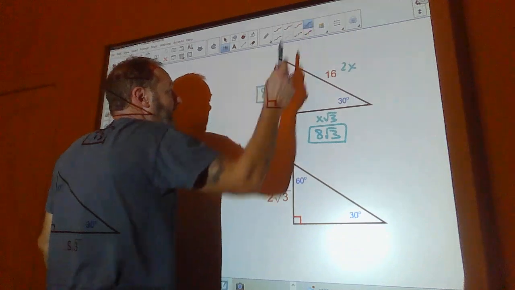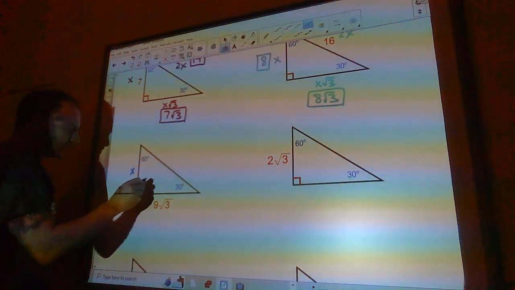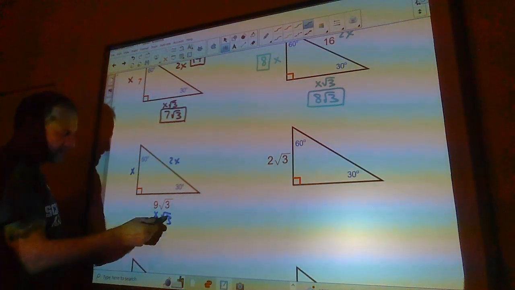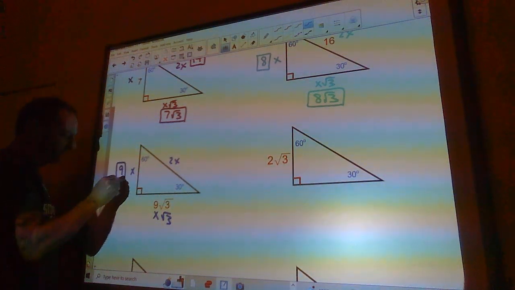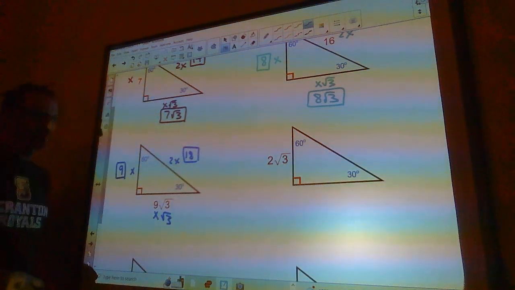Now let's look at this one here. Okay, again, this is x, this is 2x, and this is x square root of 3. So if x square root of 3 is 9 square root of 3, that means x must be 9. So this side is 9. This side is twice that. It's going to be 18. And you're done. Again, that's a super easy one.